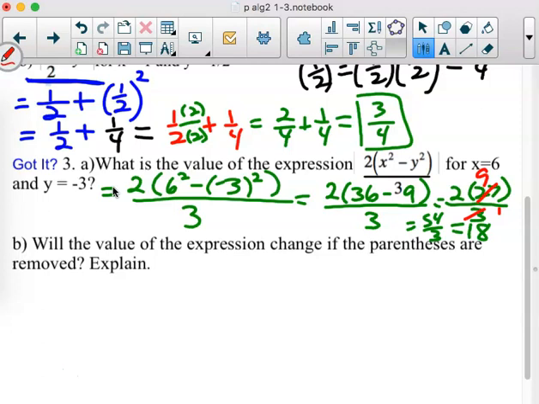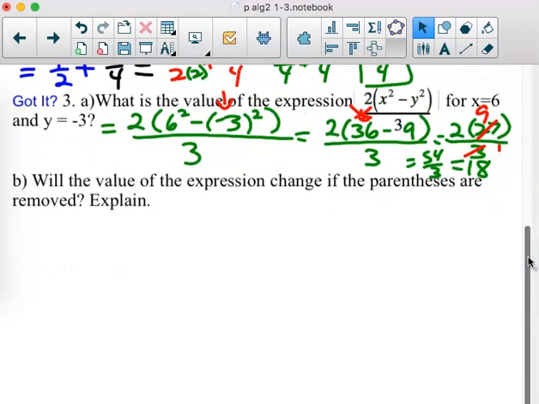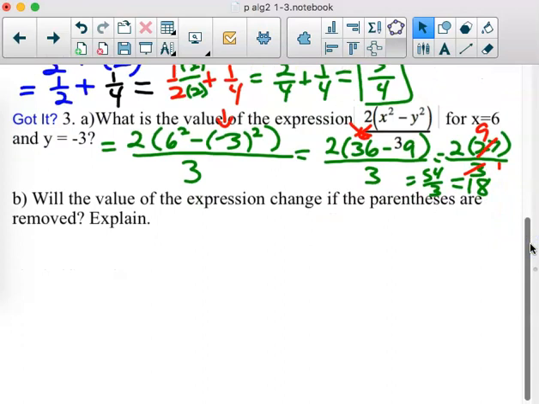Well, how would somebody get negative 2 on this problem? How did they manage that? Well, what happens is people forget to square the 6. So they put a little 6 up here in the place of 36. That's wrong, so we want to do that. But 6 minus 9 would be negative 3. You'd have 2 times negative 3 divided by 3, which is negative 2. Very common that that happens because people focus on, oh, I've got this negative that I have to raise to a power. And then B says, will the value of the expression change if the parentheses are removed?